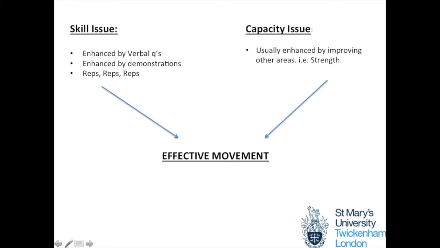However, capacity issues are things that underpin our ability to execute a skill, and they are things such as strength, balance, coordination. As strength and conditioning coaches, these are also things that are relatively straightforward to enhance in order to be effective in movement patterns.